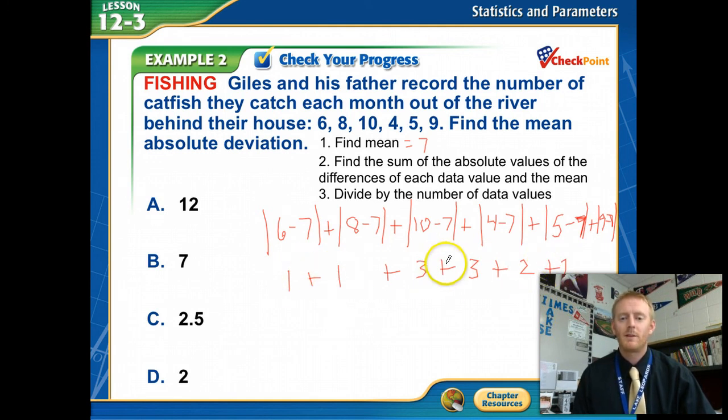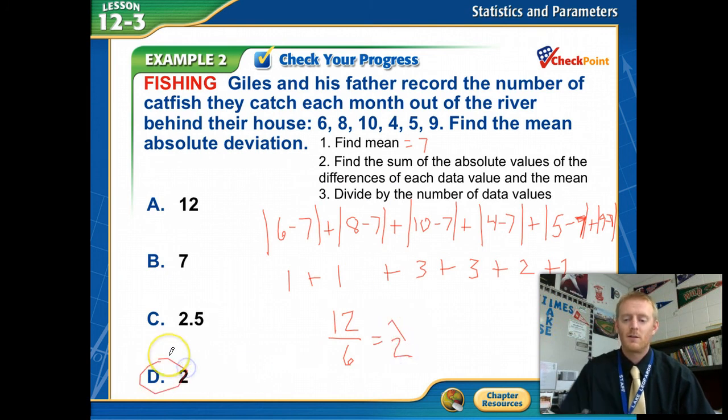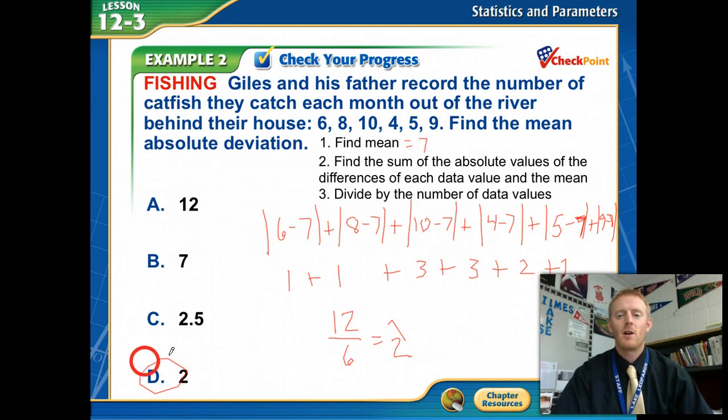This is 2 plus 6, which is 8. 8 plus 4, which is 12. So the total of that was 12. And then we can divide by the total number in step 3 here, which was 6. And that's why our answer is 2. That was supposed to be written as a 2, letter D. So that is your mean absolute deviation process.